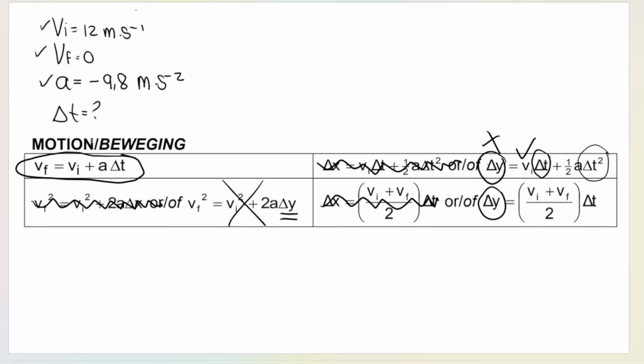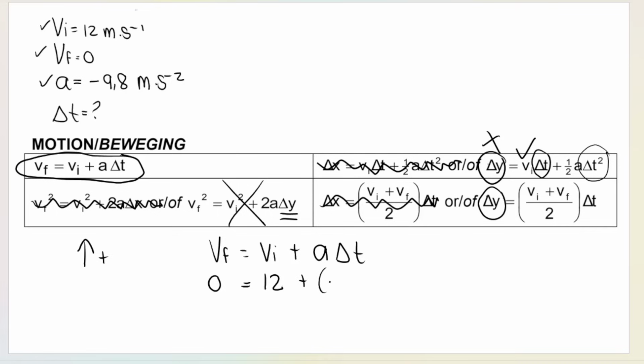So I'm going to use this top formula over here. VF is equal to VI plus A delta t. Please write the formula as is. Then we're going to substitute in. Remember, Vf is 0 because at its maximum height, the ball stops for a second. It's got a velocity of 0. Vi is 12 meters per second and it's upwards, so it's a positive in my case.